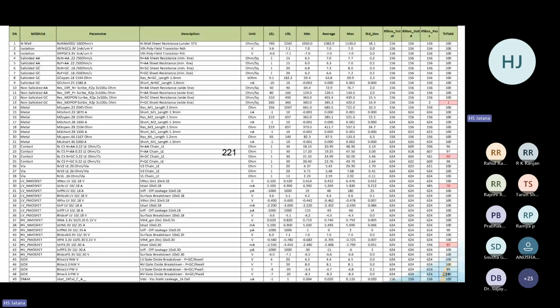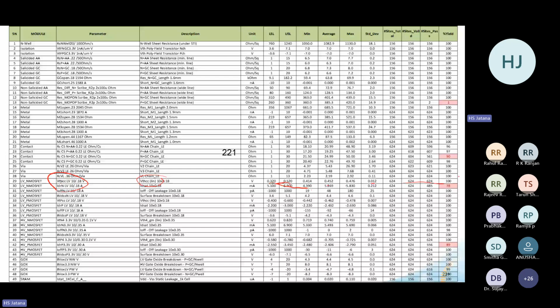So these are the test structures like active, isolations, your different types of metal, your contacts, your low voltage NMOS of a particular size. Okay, so this is a low voltage NMOS of a particular size. What will you measure? We will measure VT. Voltage should come like this. So this should be the upper limit of the voltage and the lower limit, 0.320 and 0.520. It is some minimum, average, maximum, standard deviation, and all that.